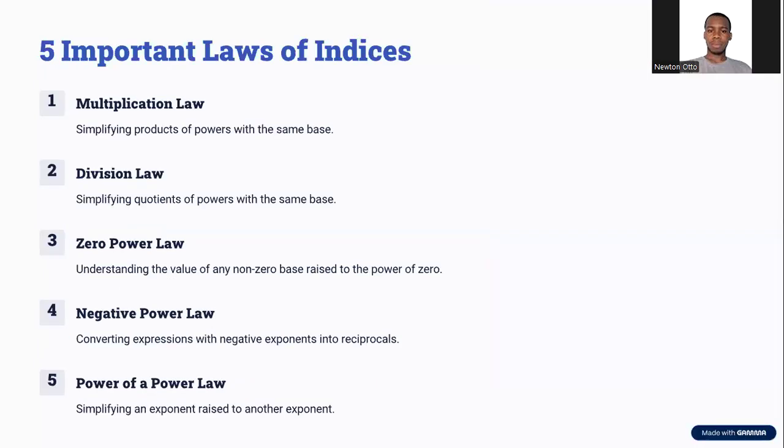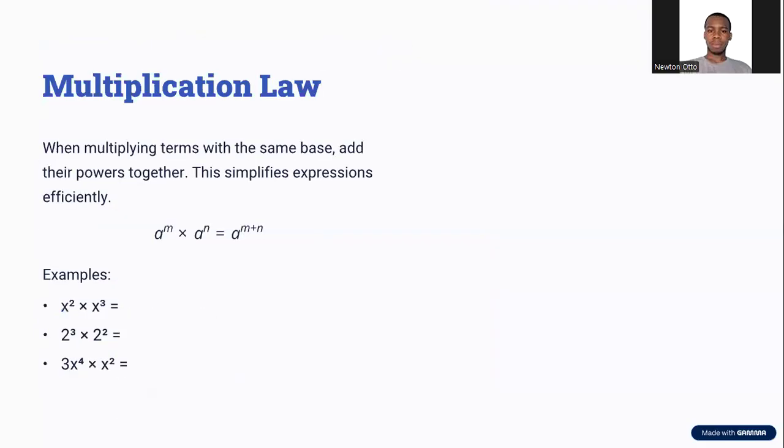So there are 5 important laws of indices: multiplication law, division law, zero power law, negative power law, and power of the power law. It can also be called power law. Multiplication law: when two numbers with the same base multiply themselves, you add the power. So when multiplying terms with the same base, add their powers together.